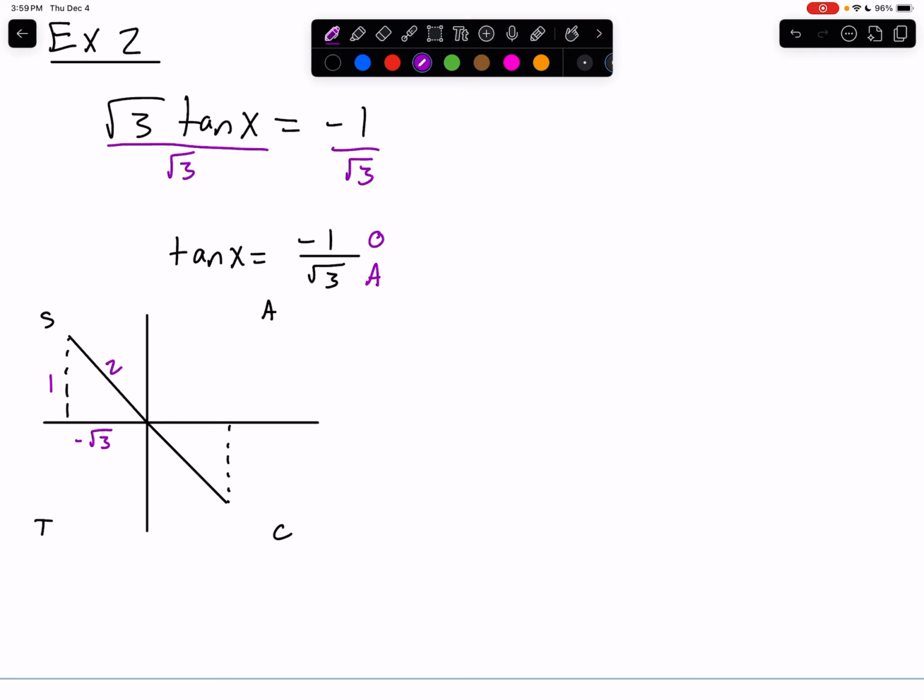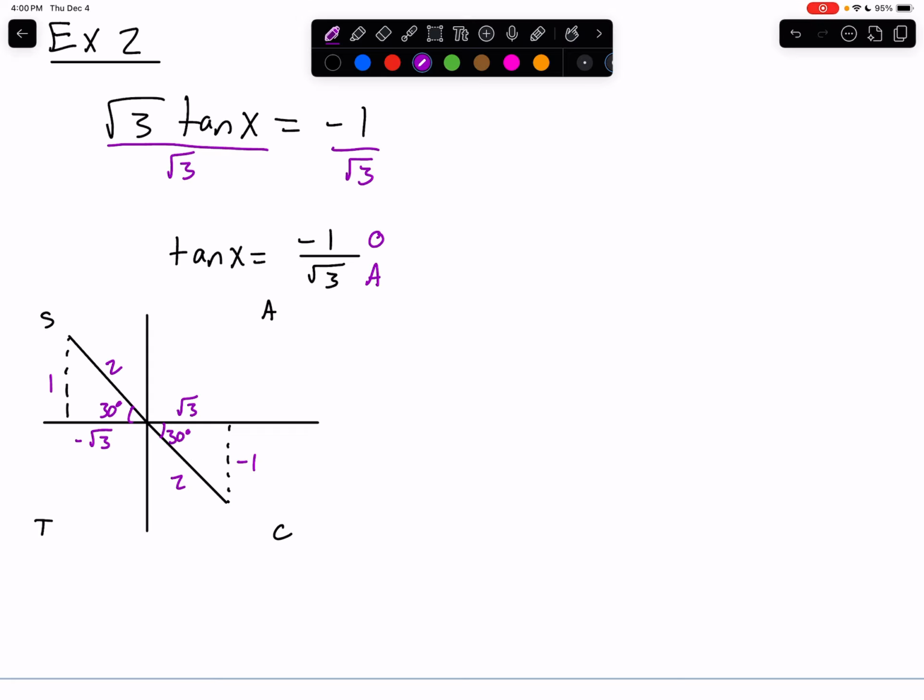Same setup for quadrant 4, except the 1 is actually the negative number this time. Root 3 is positive, and that 2 is always going to be positive. So my reference angle right here, it's across from the 1 side, so it's the shorter side. So that's my 30-degree angle. So this is also 30 degrees.